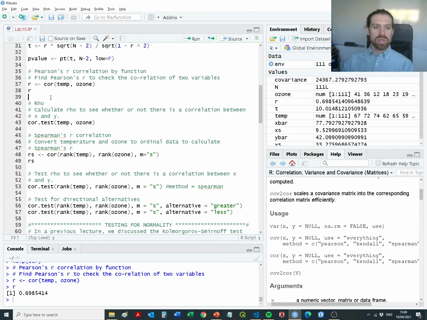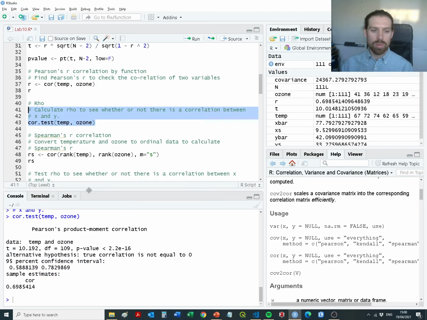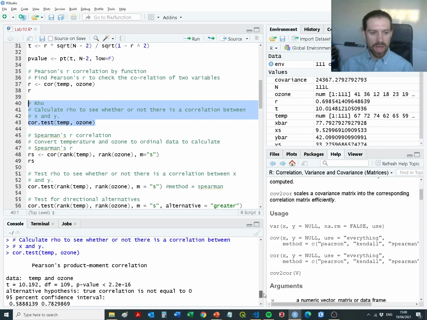Okay, so let's move on now. What we want to do is to calculate the rho to see whether or not there is a correlation between x and y. So this is just literally repeating what we've already done basically, but it's giving us a more formalized way to actually test what we found up there.